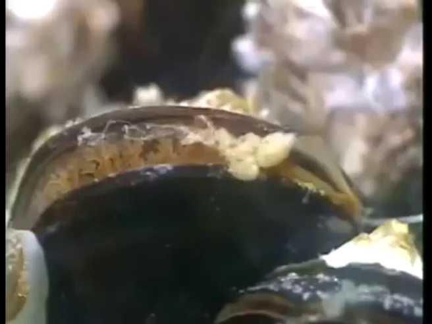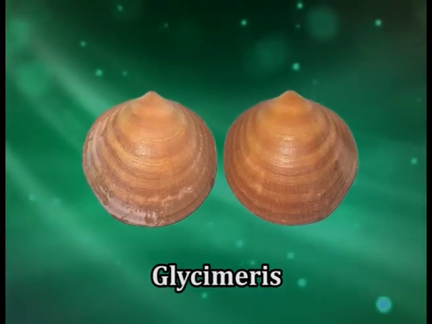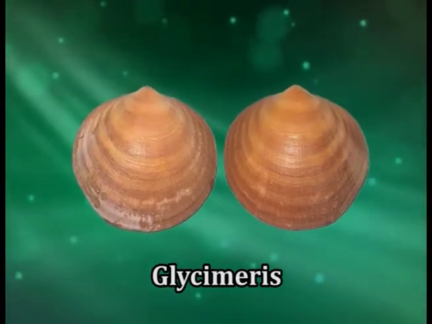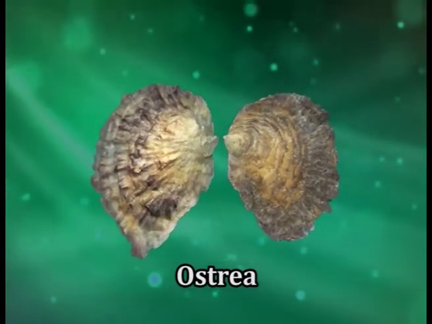In majority of the cases, the two valves are equal or almost equal in size, and each valve is generally equilateral. But in some forms, for example Glycymeris, the shell is nearly equilateral, and in others, for example Ostrea, it is inequilateral. When the shell is equilateral, the direction of the greatest growth is perpendicular to the hinge line. When inequilateral, the direction is oblique to the hinge line.